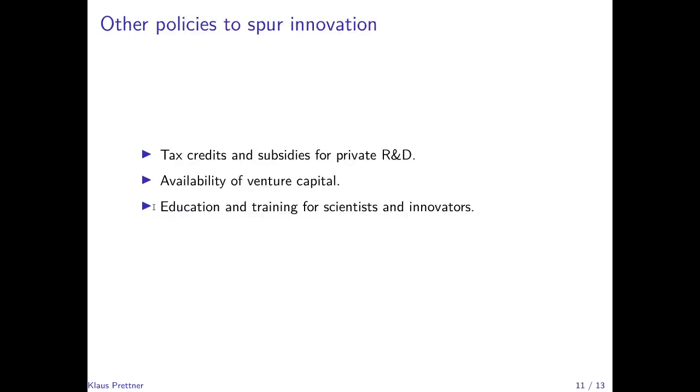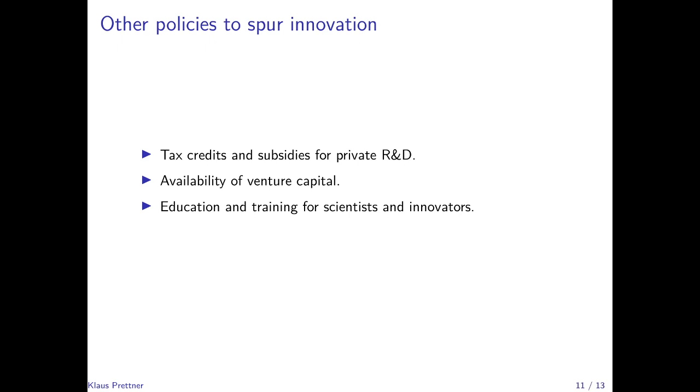Of course, there are also many other policies, and I've just talked about some examples that I think are important. In general, of course, a very conventional one are tax credits and subsidies for private research and development. They have been also built into the research and development based economic growth models, and usually it's shown that these tax credits or subsidies should be much higher than the ones we actually observe in reality.